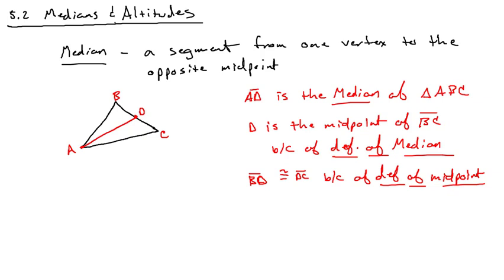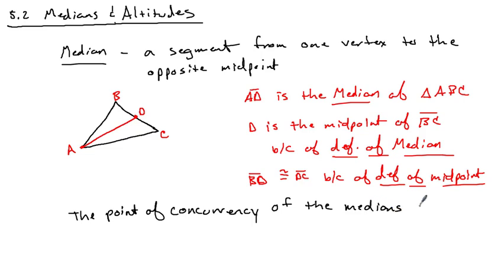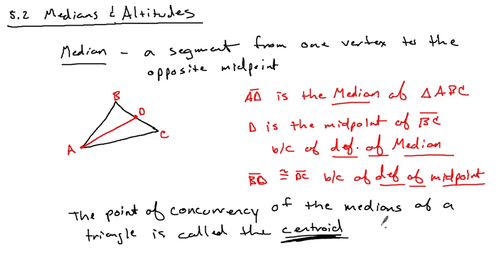One more little fact here. The point of concurrency of the medians of a triangle is called the centroid. Okay, so centroid is another vocabulary word we want to know.